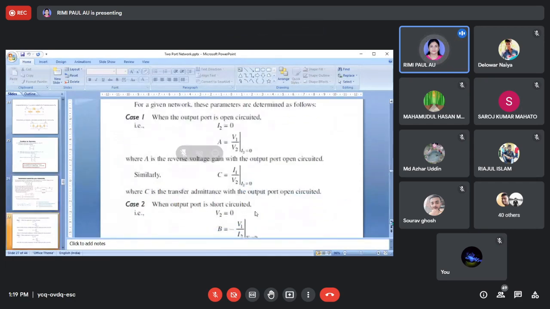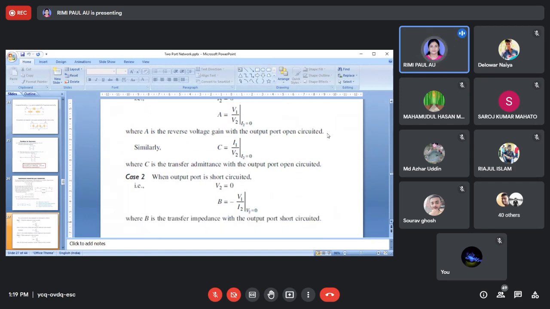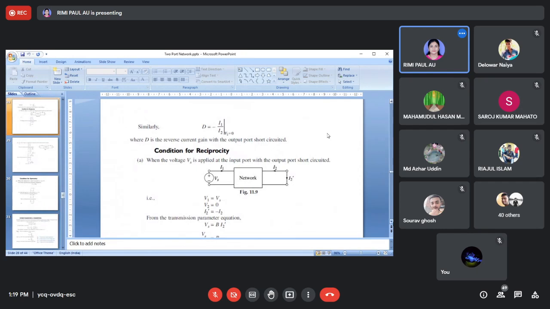I have told you: when the output port is open circuited, you can find A and C, and when the output port is short circuited, you can find B and D. Next is the condition for reciprocity, which we'll discuss next day. Next day we'll complete this part and solve some problems also.